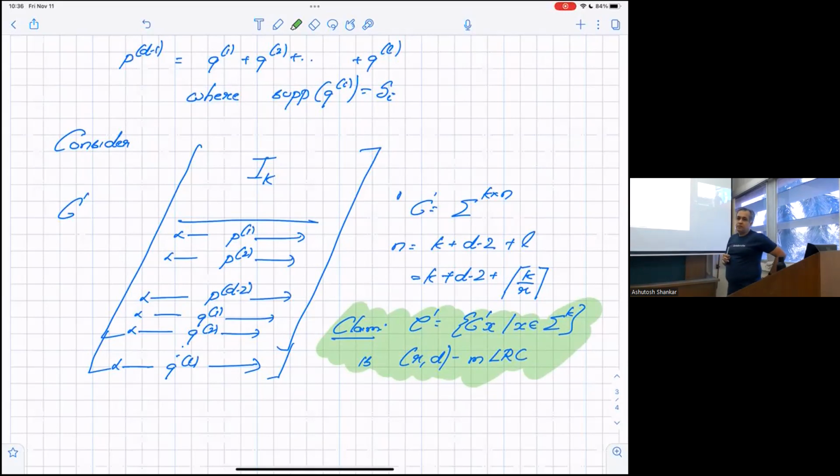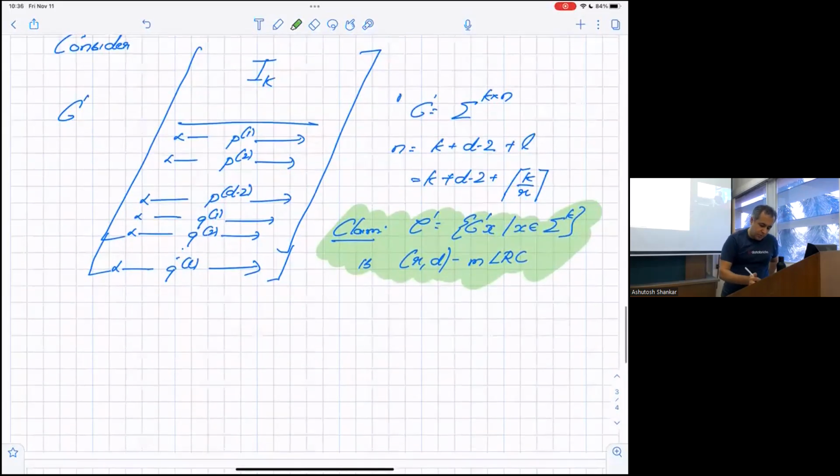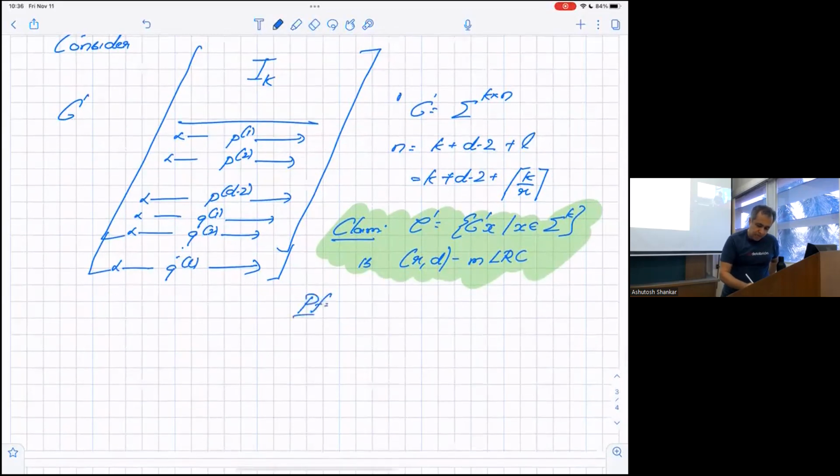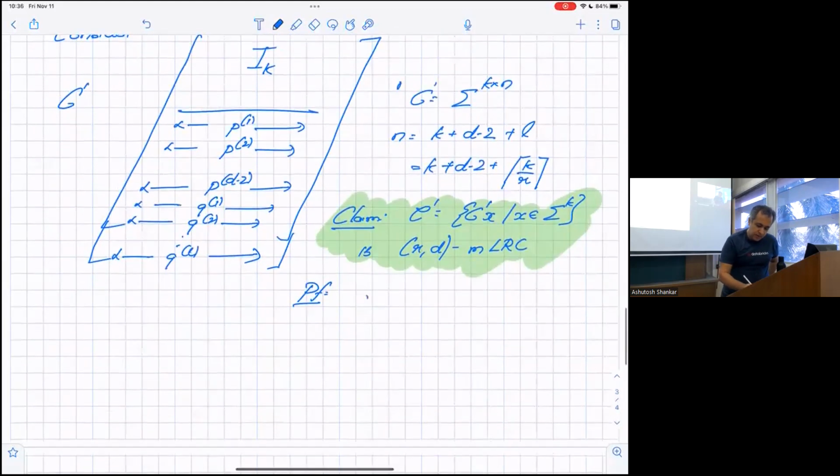If it's zero, that is fine, because you can have two non-zero things adding up to zero. So all I want to say is the distance proof: the distance of C prime is at least the distance of C, which is equal to D. So you get that distance.